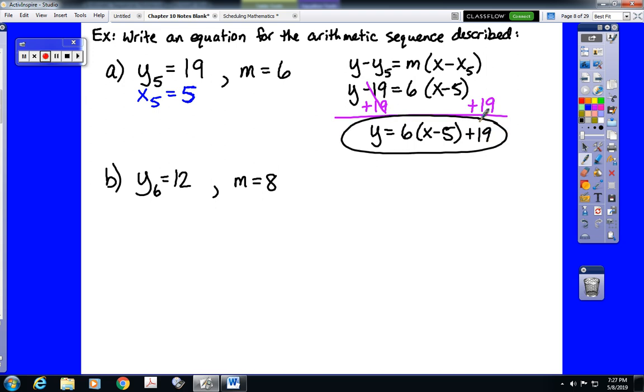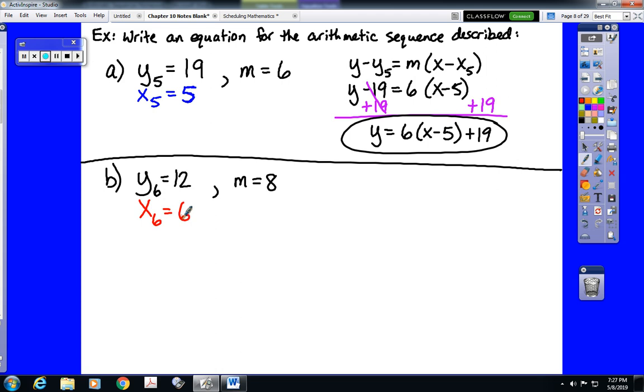That equation will generate any term in the entire sequence by inputting the term number. Let's do one more. So again, we have here the sixth term is 12, so we know that x6 is 6. That's everything that we need to find the equation. If we use point-slope form, but instead of y1 and x1, we're going to use y6 and x6.